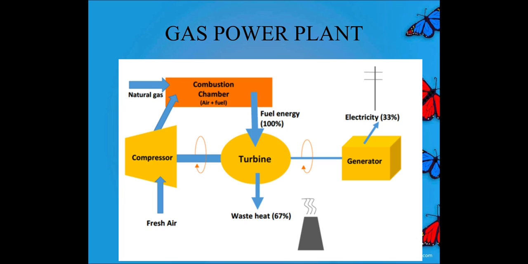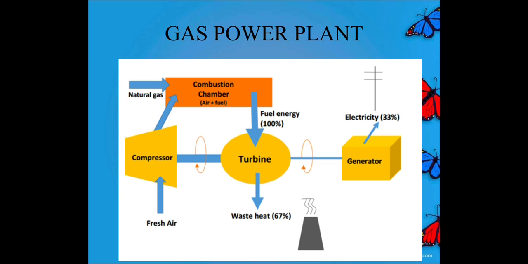First, air is sucked in from the atmosphere and compressed with the help of the compressor. At that time the air temperature and pressure increase. The compressed air enters the combustion chamber. Natural gas is injected into the combustion chamber. The combustion process takes place, and the fuel energy is transferred to the turbine. The turbine is coupled with the generator and produces electrical energy.